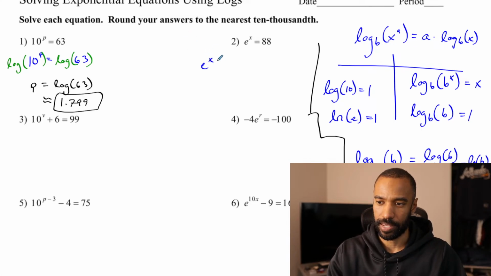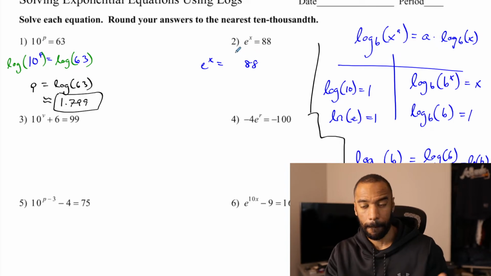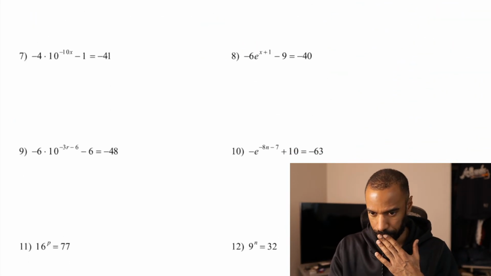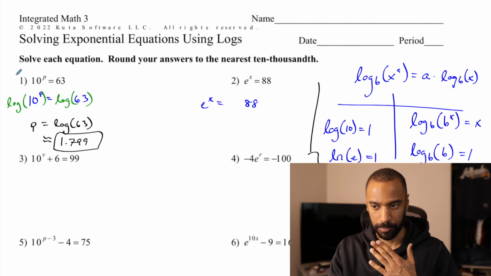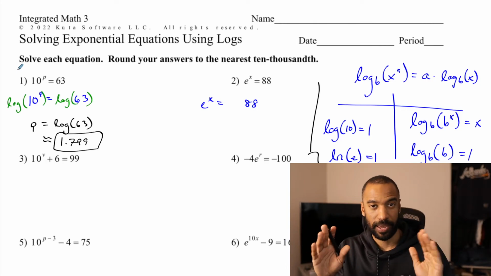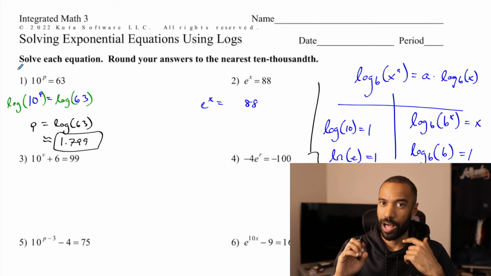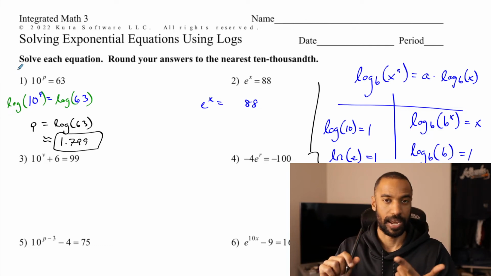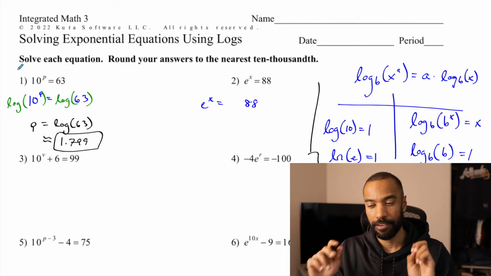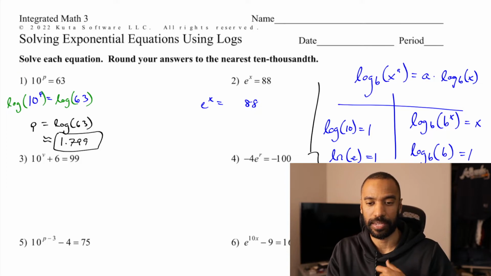So I'm going to rewrite that. e to the x is 88. Again, give myself some room because I'm going to log both sides. But specifically, on these first 10 problems, they're all either base 10 or base e. Saying logging both sides means log base 10. Natural logging both sides is log base e. If I do that with base 10, that won't outright cancel my e.